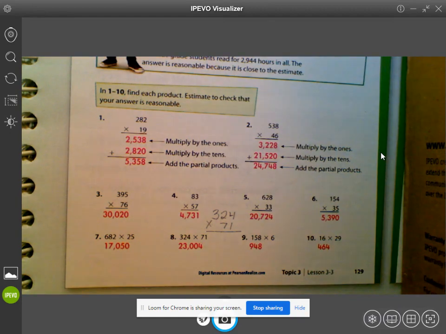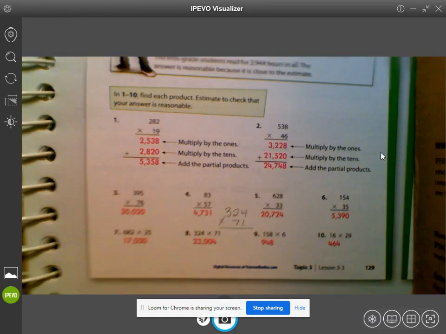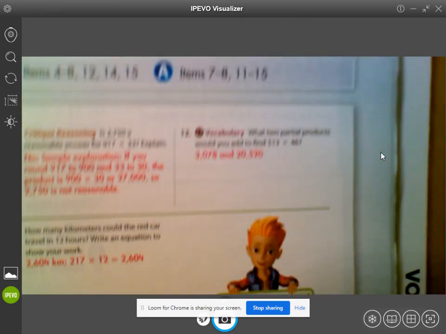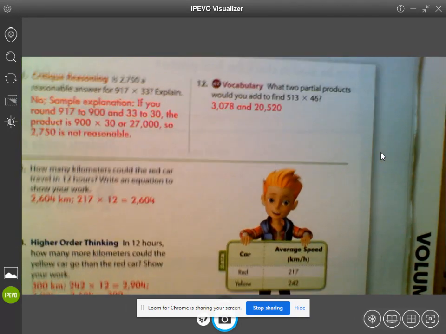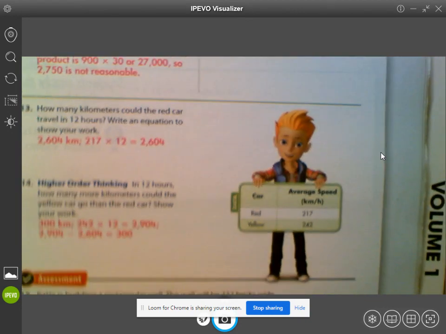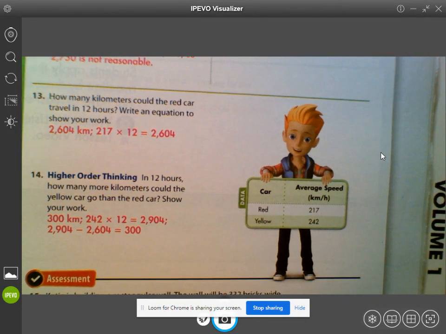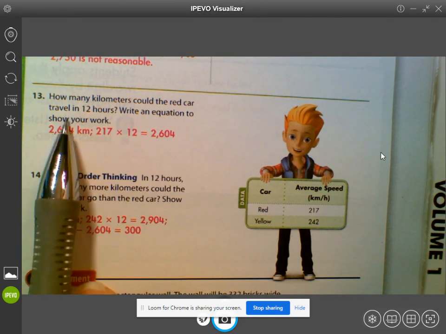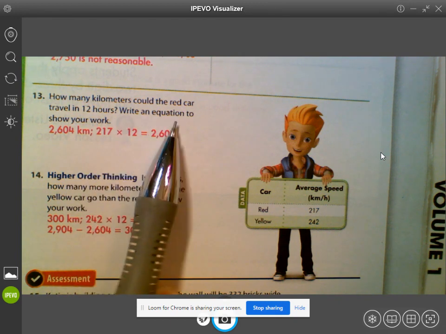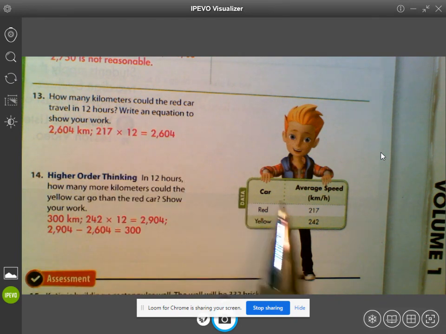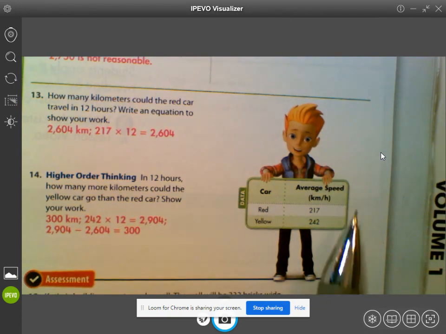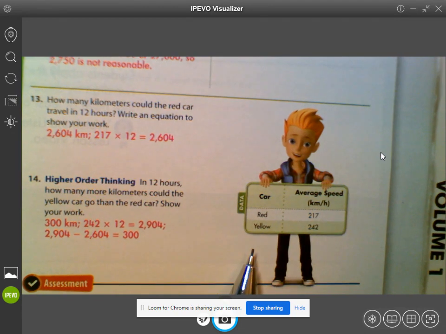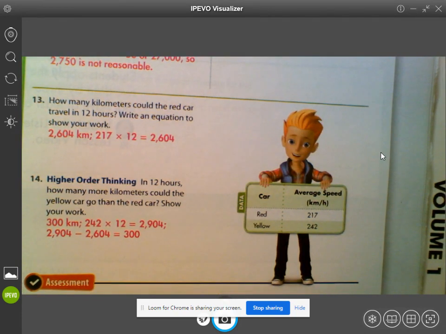Yep. Okay. Now we have number 13. How many were we even supposed to do on the first page? The amount that we just corrected. So only 4? Yes. Okay. All right. So number 13. They asked, how many kilometers could the red car travel in 12 hours? Write an equation to show your work. So we were supposed to use this table over here. And in this table, it shows that the red car in 1 hour travels 217 kilometers.